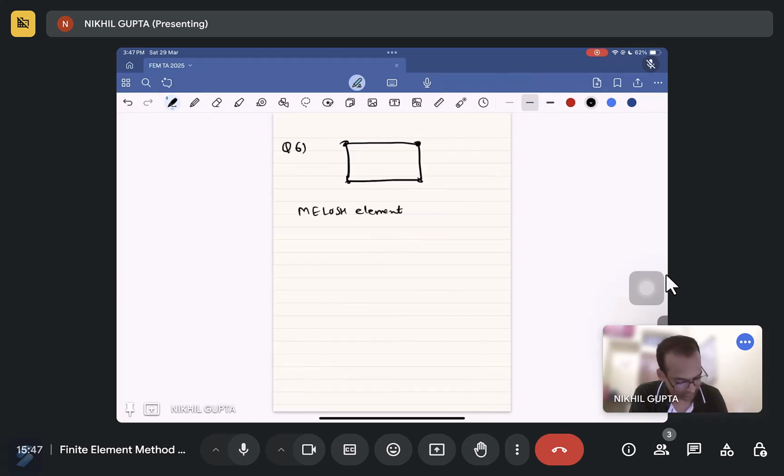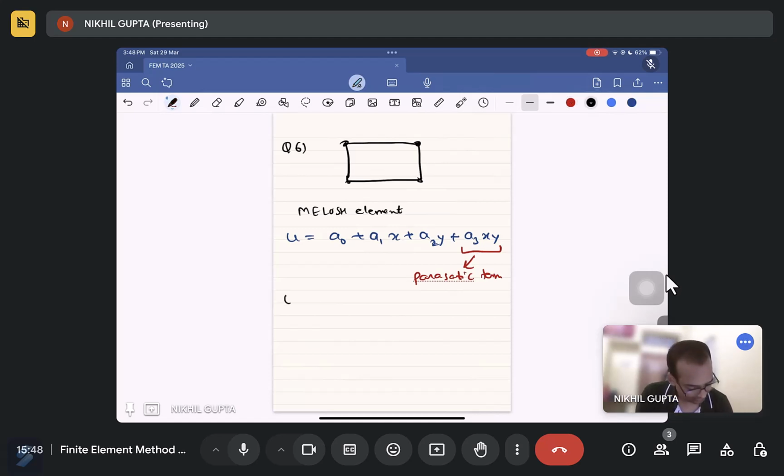So let's write the u for this. Tell me what will be the u? A0 plus A1x plus A2y plus A3xy. Yeah. So in this, the xy term is known as parasitic. Have you heard of this? No. Okay. So this term is known as parasitic.